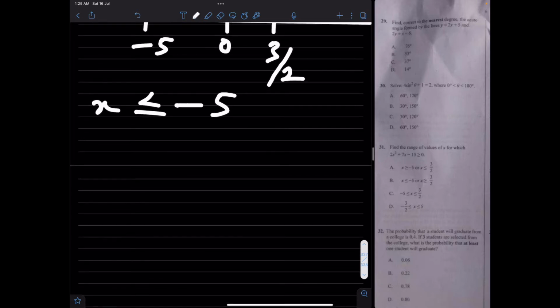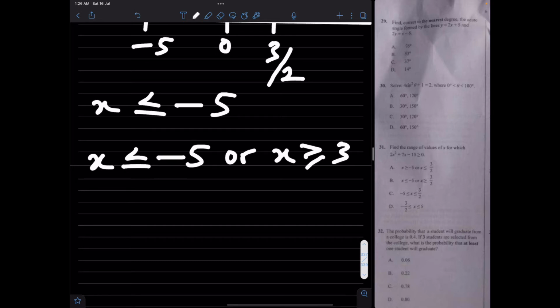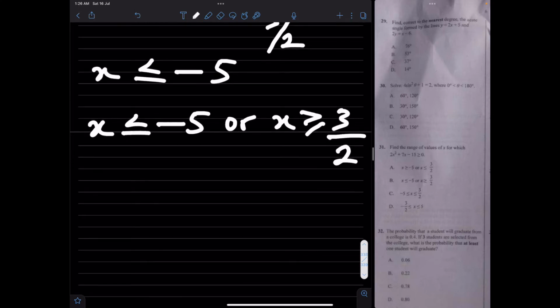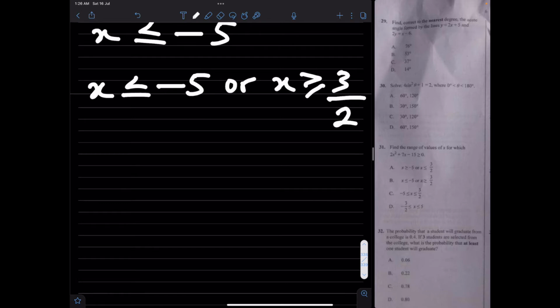So the solution, the range of values or the solution set, will now be x less than or equal to minus 5 or x greater than or equal to 3 over 2. And the correct option is x less than or equal to minus 5 or x greater than or equal to 3 over 2. The correct option is B. We go straight to the next, which is number 32.